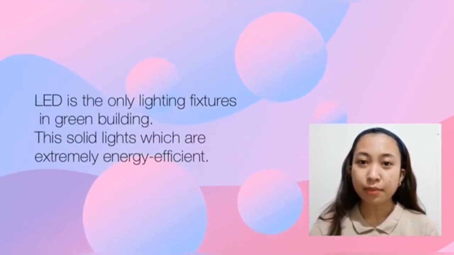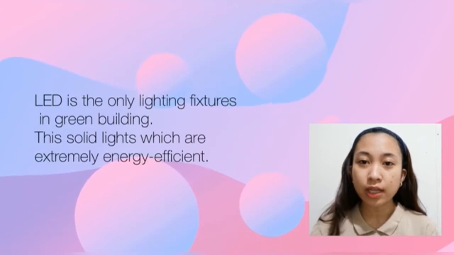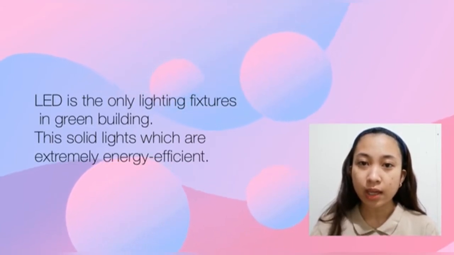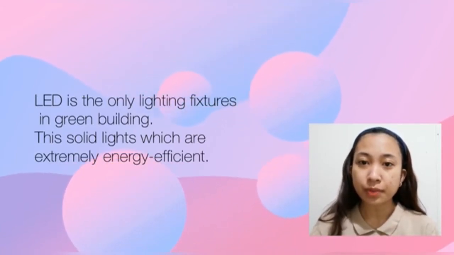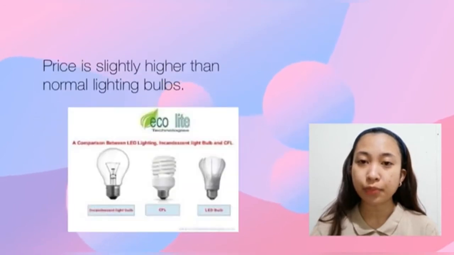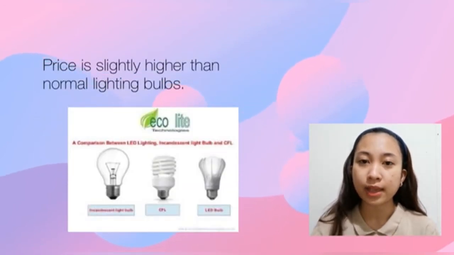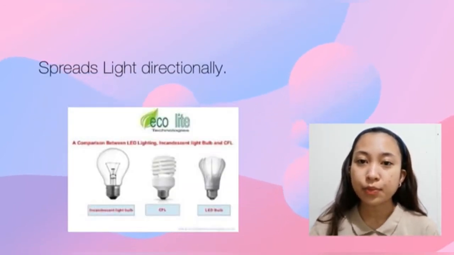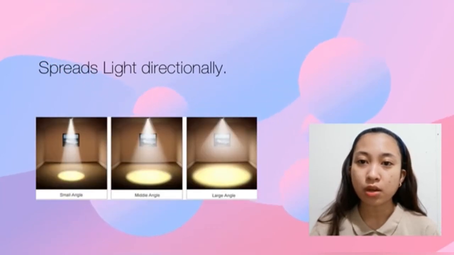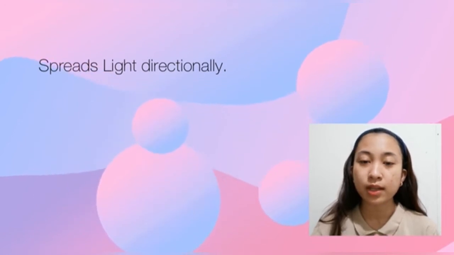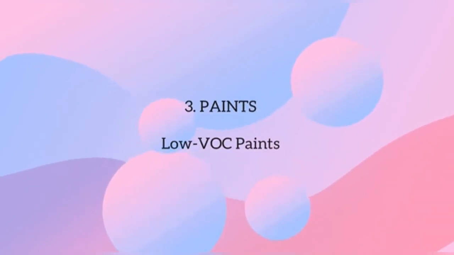LED or light emitting diode fixtures are the main lighting fixtures in green building. These solid lights are extremely energy efficient, though the LED price is slightly higher than normal lighting fixtures. The LED spreads the light directionally, as opposed to conventional bulbs, which spread light more spherically.